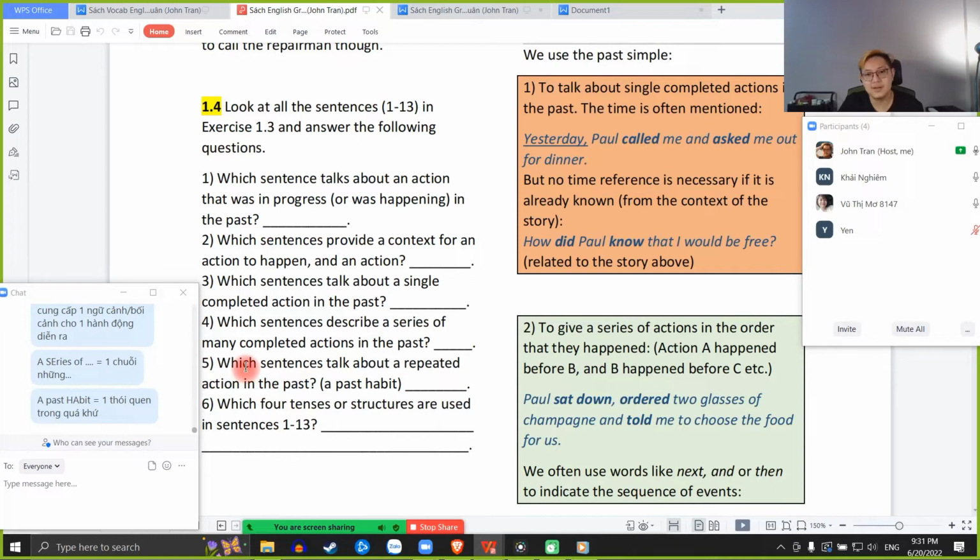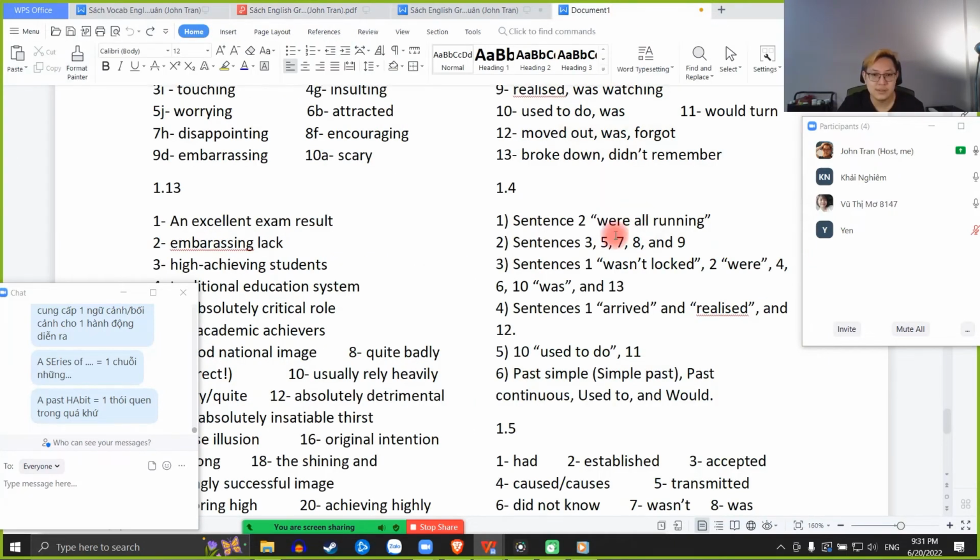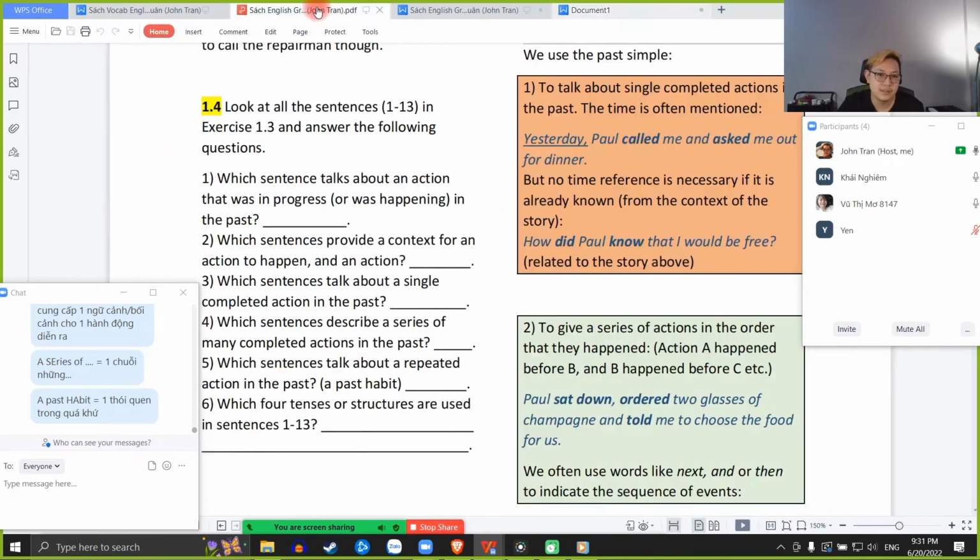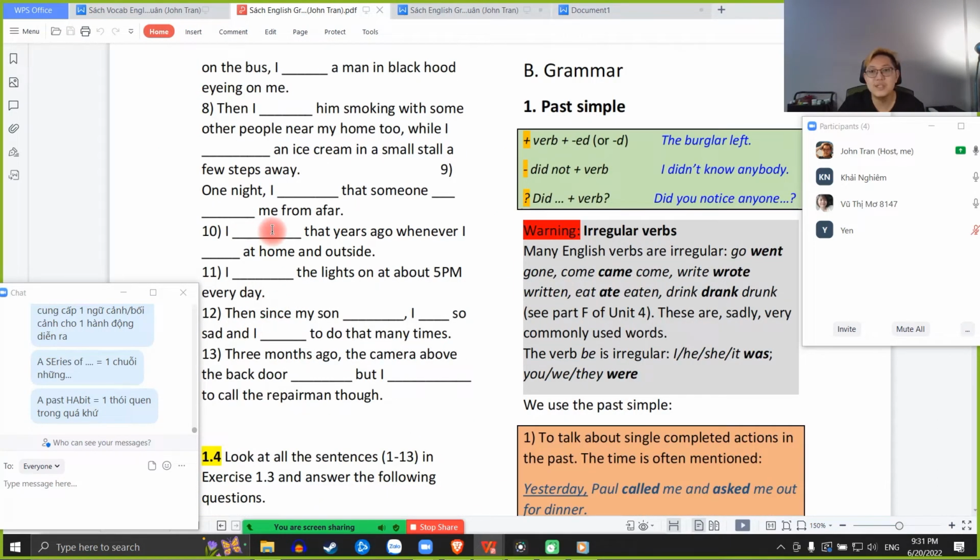Number 5. Which sentences talk about a repeated action in the past or past habit? Những câu nào nói về một cái hành động mang tính lặp lại quá khứ các bạn, hay là một cái thói quen trong quá khứ? Which one? We have number 10 and 11. So we have I used to do that years ago. That is a past habit. Tôi từng làm điều đó nhiều năm về trước. Nó là một thói quen quá khứ. 11. I would turn the lights on. Tôi đã từng bật mấy cái đèn lên. That is a past habit. Đó, câu 10, 11 đó.